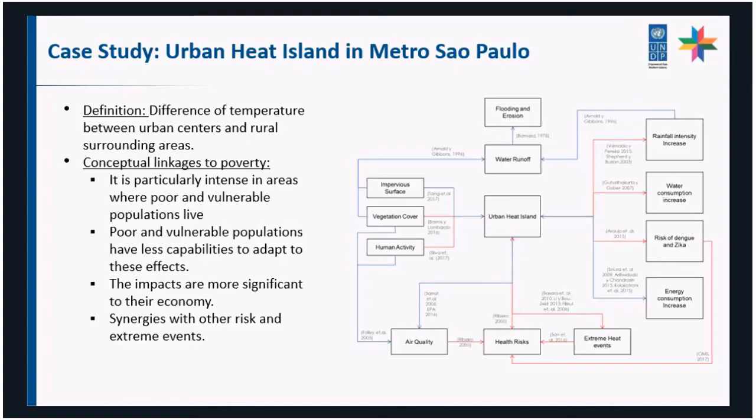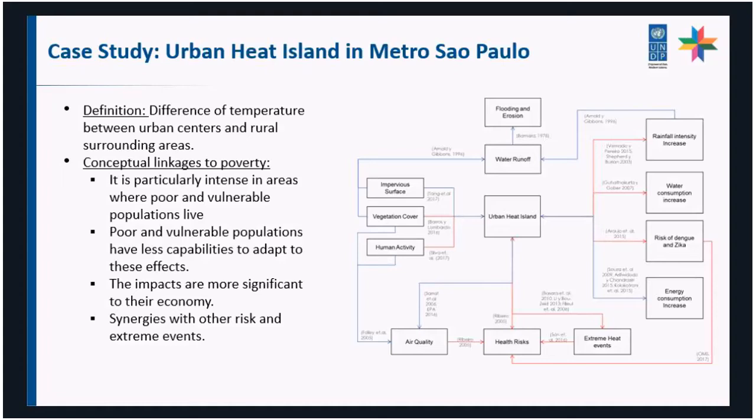And finally, we can see that there might be some synergies between the urban heat island and other types of effects. So for example, these poor populations tend to live in areas where you have a lot of risks in terms of environment, so that they tend to live in flooding areas or very close to areas where you have huge erosion.